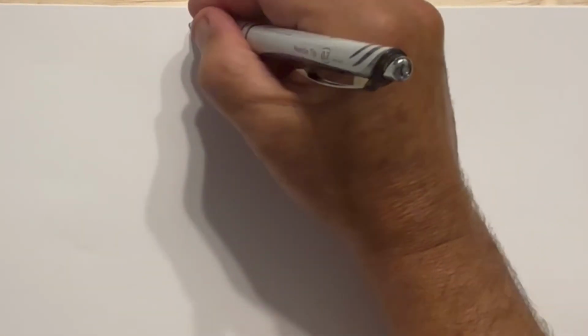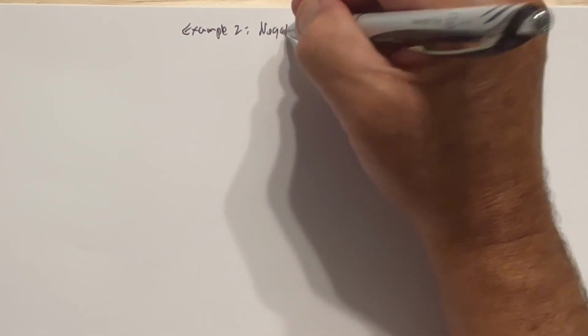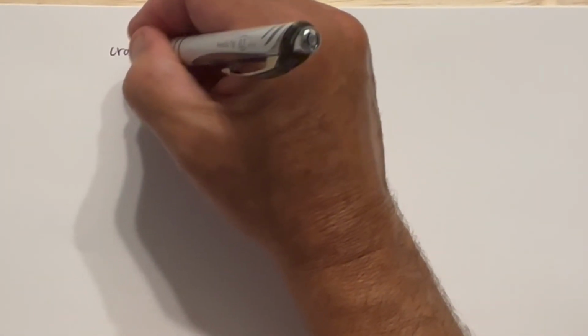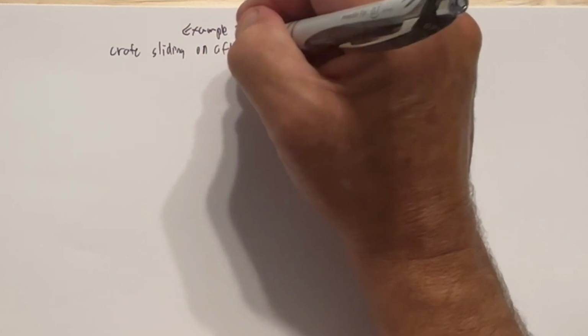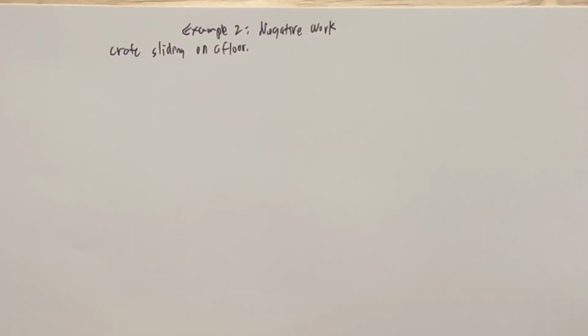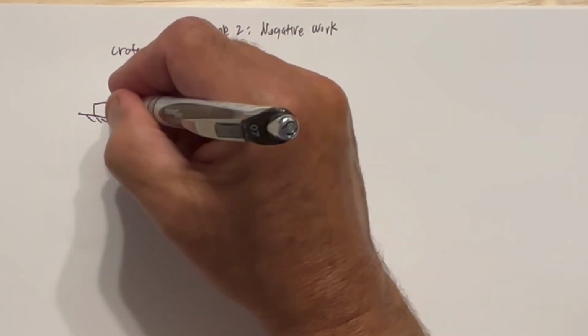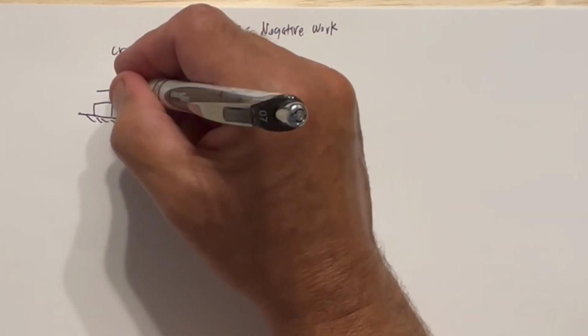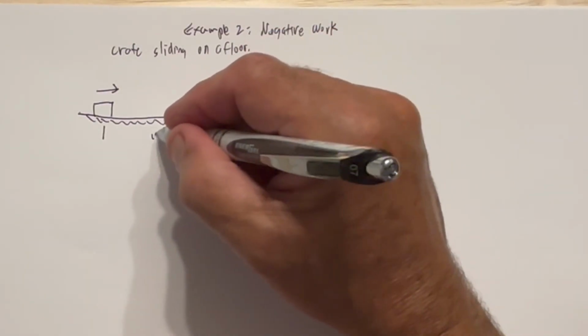Now let's do another example. In this one, we're going to look at negative work. The first example was an example of positive work. It's work done on the object. Now we're going to have a frictional force. What we have is a crate sliding on a floor. Somebody gave a box a shove. Here's the floor, here's this box, and the box is just moving at a velocity. Somebody pushed it, and it's going to slide for 12 meters.